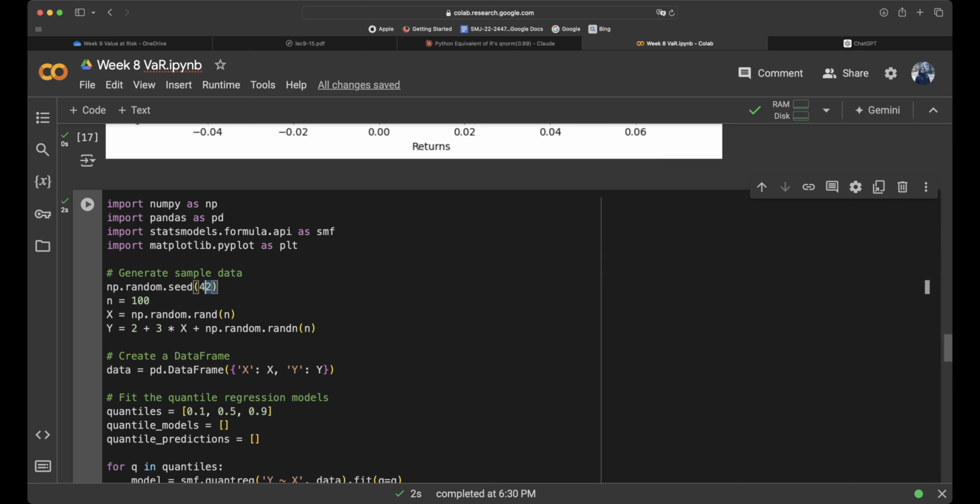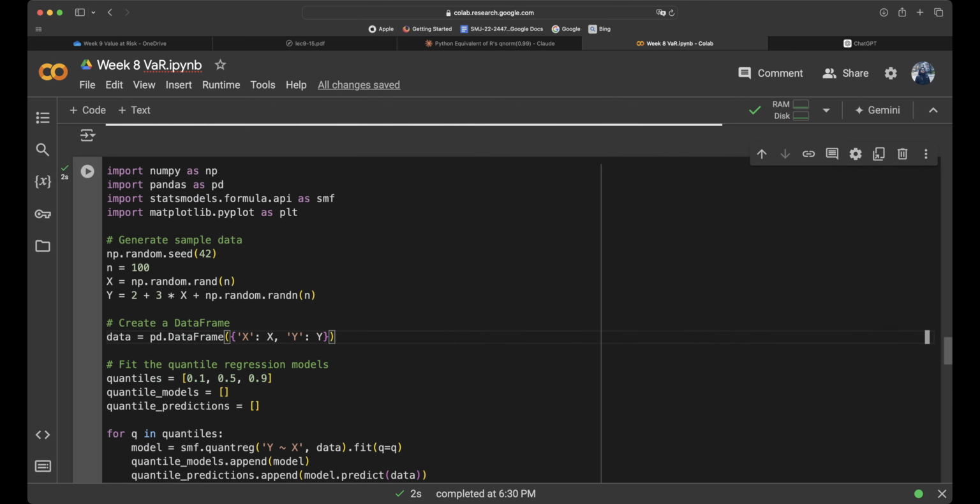Okay, so if we take a look line by line, we import the required libraries and we generate random sample data, where n is 100 sample data. Here our random model is 2+3x plus np.random, something like this. Okay, random normal distribution, 100. Okay, and then we create a data set, and we are interested in quantiles of 0.1, 0.5, and 0.9.